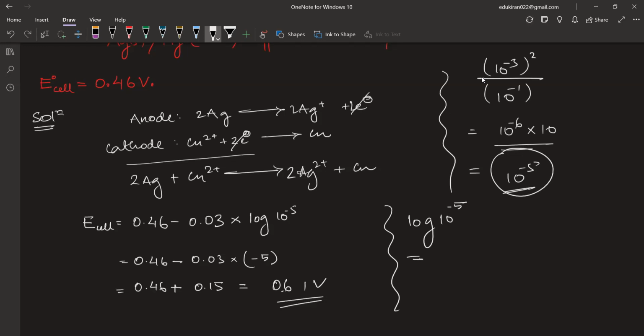This is the log part. Fatima and Wafia, yes or no? Please tell me. Yes. So this -5 will come in front. It will become -5 into log 10. Correct? Yes or no? Yes, sir. What is the value of log 10? 1. So this will be equal to -5. So -5 लिख दिया हमने directly. Easy. चलिए.